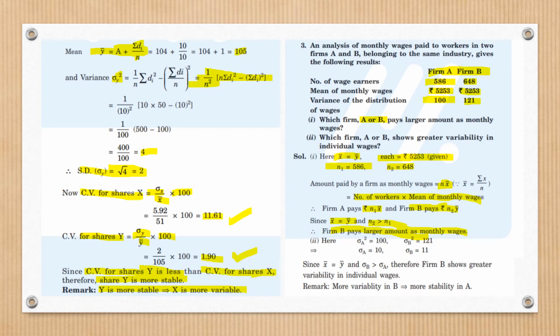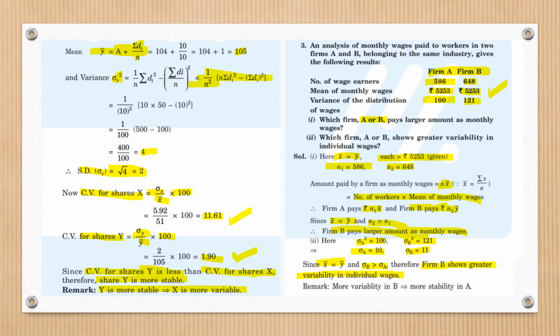Also sigma a square, the variance for firm A, is 100, so sigma a is 10, and sigma b square is 121, so sigma b is 11. Now since your means are the same, there is no need to go for CV, because on the basis of standard deviation you can conclude. Since x bar is y bar and sigma b is greater than sigma a, you can say that firm B shows greater variability in individual wages.